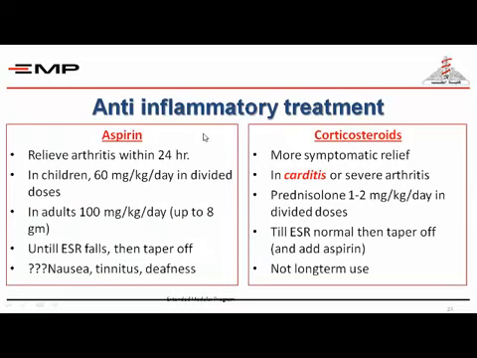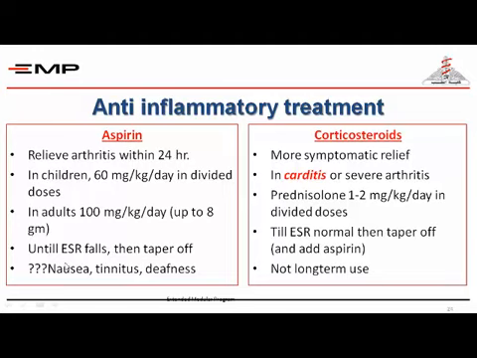So the anti-inflammatory treatment is either aspirin. Aspirin is the main treatment for arthritis. It relieves the arthritis within 24 hours, which is a very important therapeutic test. If it does not happen, we have to question our diagnosis. The dose of aspirin ranges between 60 milligram per kg per day to 100 milligram per kg per day in children and adults. And usually we continue on aspirin until the ESR becomes normalized or is getting down, and then we try to taper off.